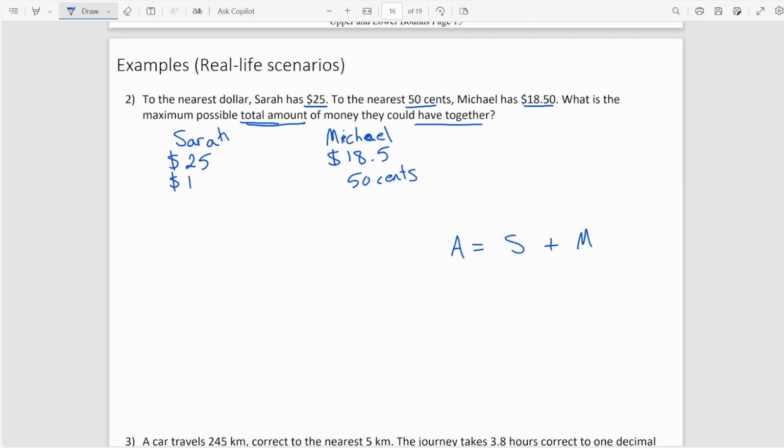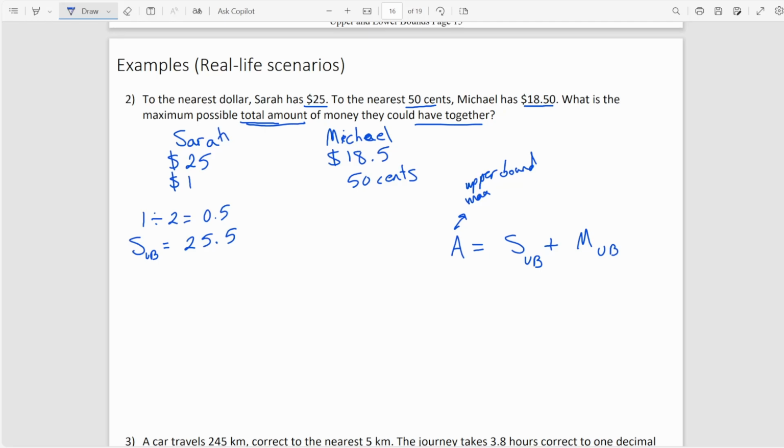Okay. Now, we want to know the maximum possible amount of money, or the upper bound that they can have, which means we have an addition. So the upper bound for this operation would be the upper bound for Sarah's money and the upper bound for Michael's money. So let's go ahead and find the upper bound for Sarah and the upper bound for Michael. For Sarah, it's quite easy. We know that she has $25 and that the unit of round is 1. Dividing this by 2 gives us 0.5. And so Sarah upper bound is 25.5. Okay, this is the maximum she can potentially have.